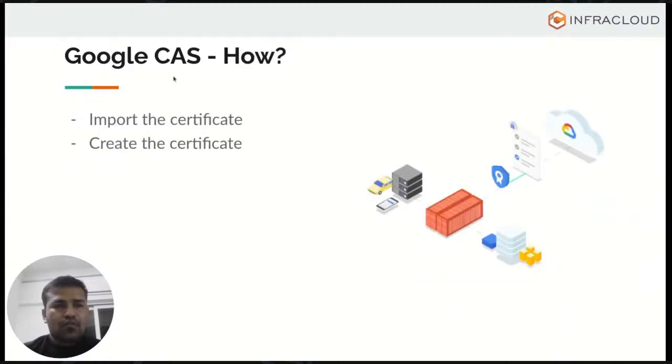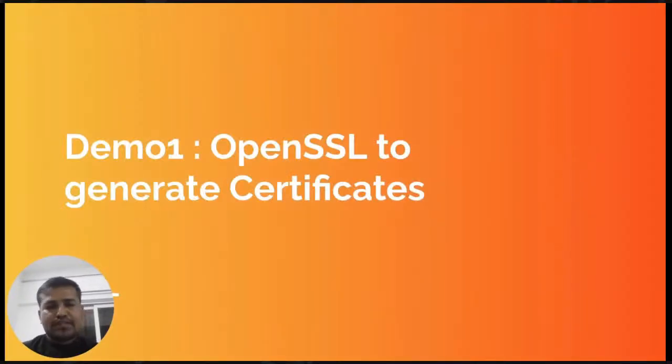So how is Google Cache used? You can have your certificate authority on on-premise infrastructure, and then you can import it to Google Cache, or you can create a fresh root CA or intermediate CA on Google Cache. But when you create an intermediate CA on Google Cache, you need to add your root CA, and in that case you need to point to your root CA there. So let's see the demo.